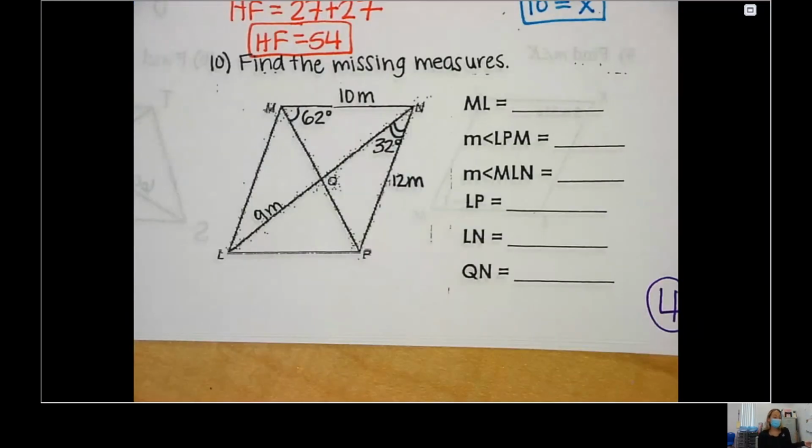So who can name a pair of sides that are congruent? Who can raise their hand and give me a pair of sides that are congruent? A pair of sides that are the same. Bobo, what do you think?